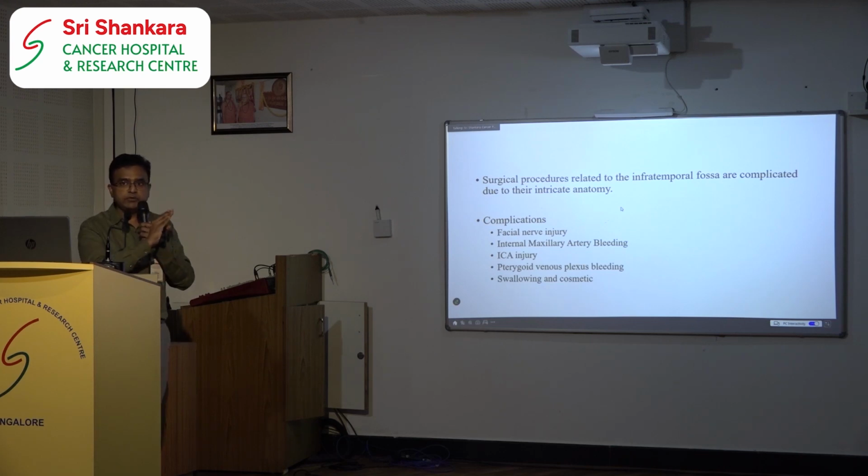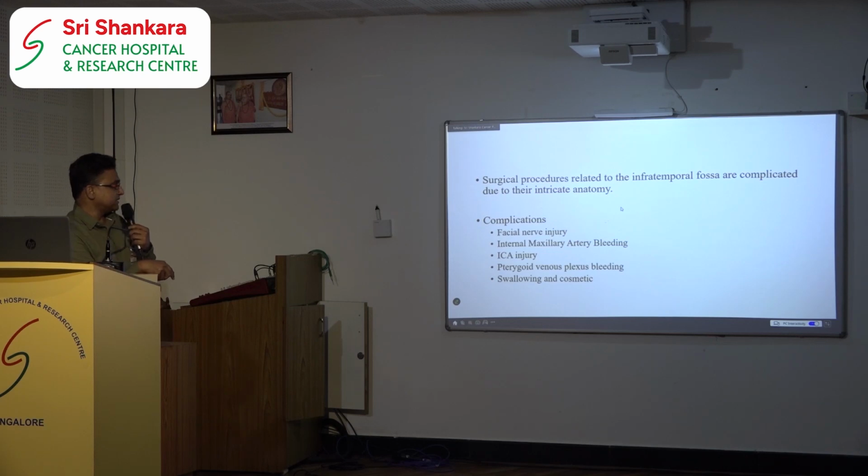The other thing is, even if you do save it, sometimes when you're working near the TM joint area, what you've saved needs to be preserved. That needs to be constantly kept in your mind, otherwise it might be damaged posteriorly. The other complication is internal maxillary artery bleeding, which can be easily identified and controlled.